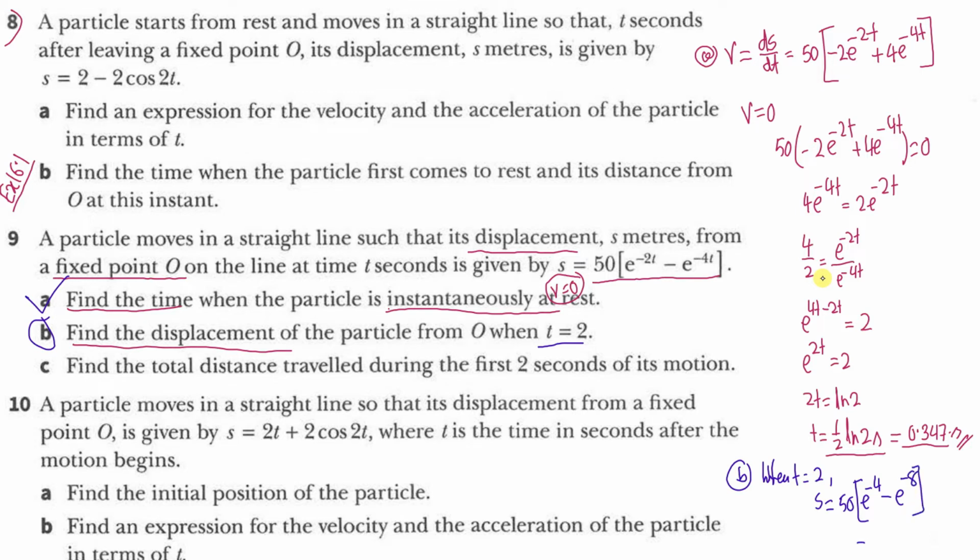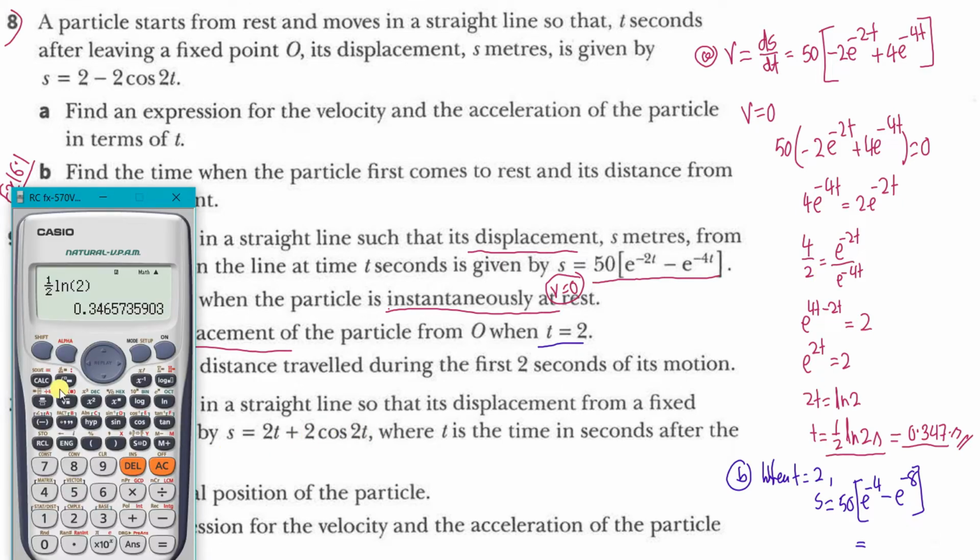So let's see what value comes out from there. We can do that by using our calculator. Start with the 50, then bracket, e to the power minus 4, using shift e, which is the e here, then minus 4. Then we write negative, shift e to the power again minus 8. Let's press here.